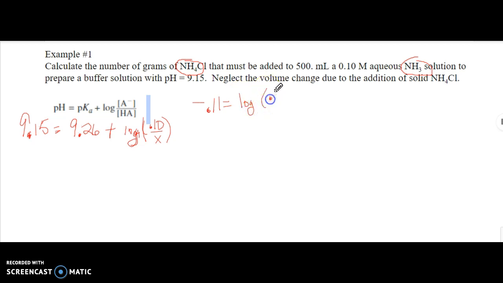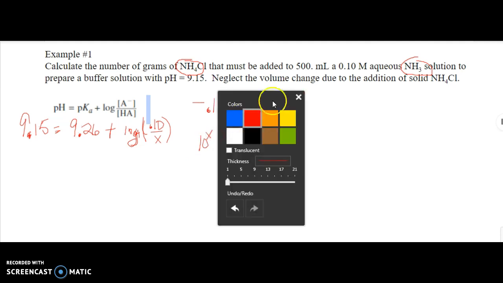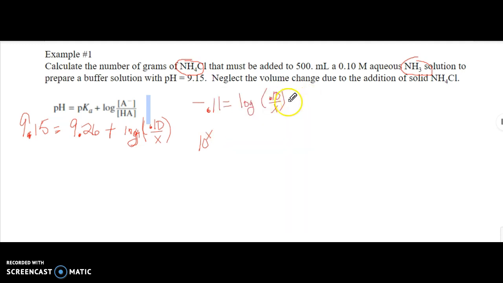of 0.10 over X. Now, inverse log is something you may not have. If you look on your calculator key, above the log key, you're going to see 10 to the x. So if I take 10 to the x, which in this case is the negative 0.11, that's going to cancel the log function, and then I'll get the 0.10 over x.